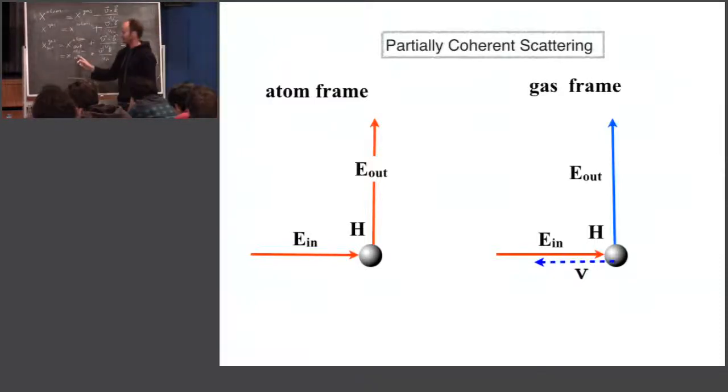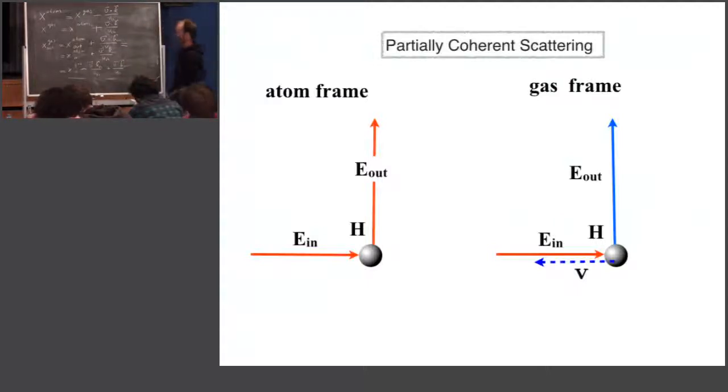But what is the frequency of the photon in the frame of the atom before scattering? Well, that's equal to the frequency of the photon in the frame of the gas before scattering minus v dot k in, right? So it's the frequency of the photon it had before scattering. And for clarity, we're talking here about the frequency of the photon after scattering, so this is the propagation direction of the photon after scattering, right? So same here, same here.